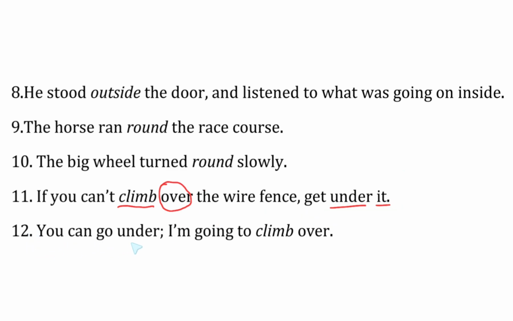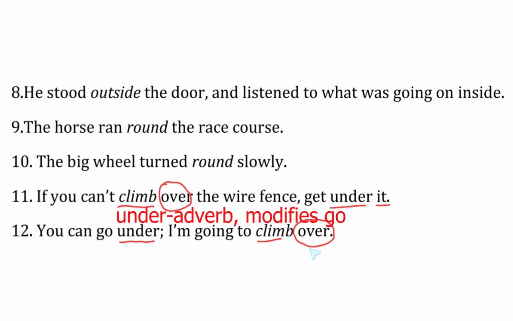Number 12: You can go under. Here under is italic, and I am going to climb over. Here it is also a mistake. Here over is in italic. So in these two places under is modifying the word go, which is a verb, and here over is modifying the word climb. In both places climb and go are verbs, and under and over are adverbs because they are modifying a verb here and another verb in this place.